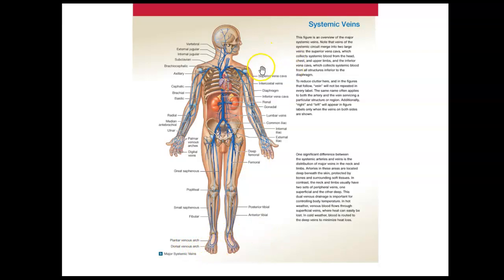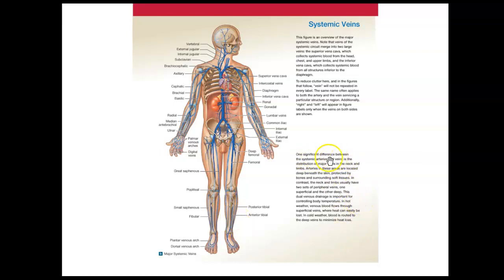We have the superior vena cava, the intercostal veins, the diaphragm, inferior vena cava, the renal veins, gonadal veins, the lumbar veins in the lumbar region of the back. Then we have the common iliac, which forms into the external iliac, and then a little tiny branch is the internal iliac. We have the deep femoral vein, the femoral vein. We have the posterior tibial and the anterior tibial. And I think that about does it.